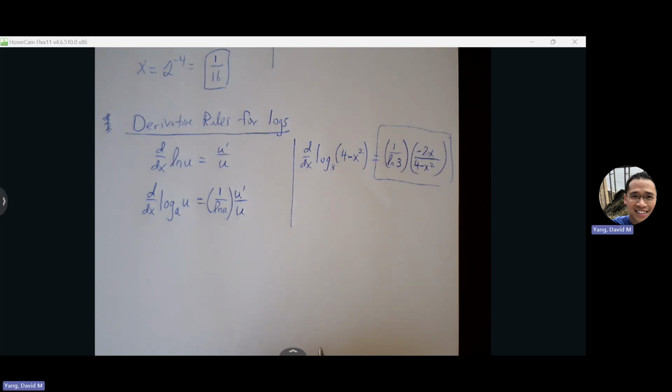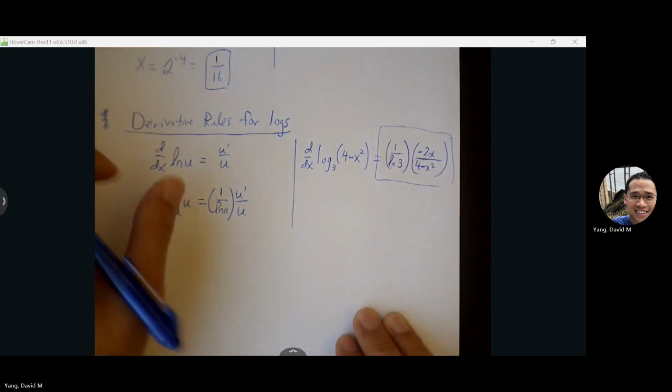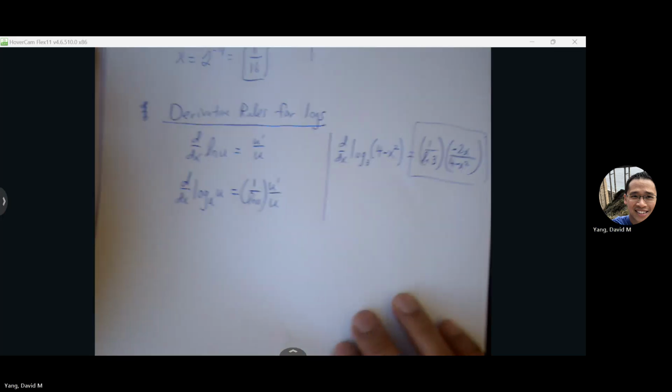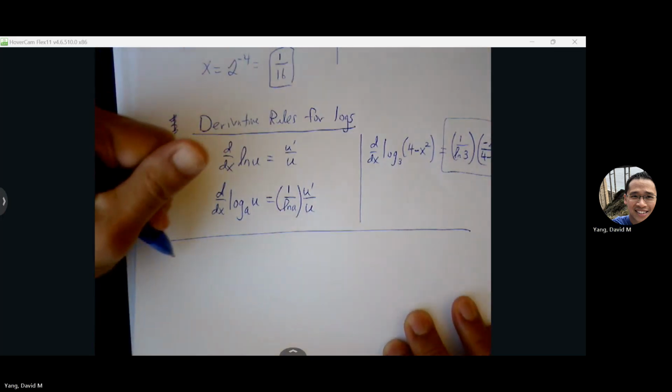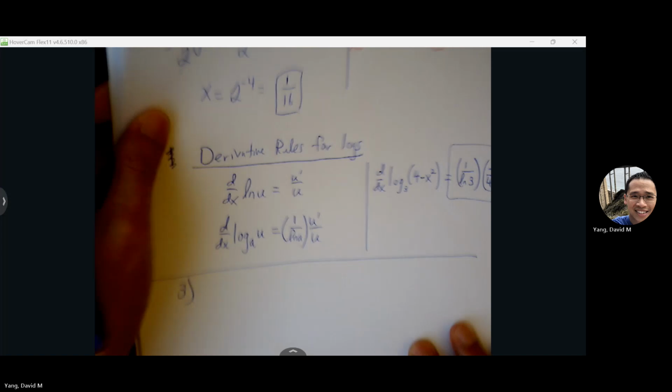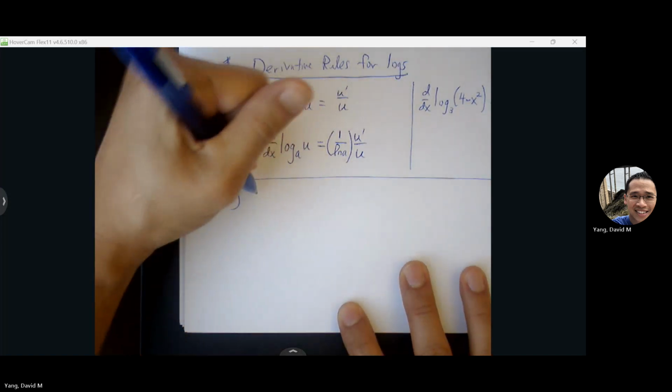Any questions here? All right, so let's look at example 3. Find f prime.